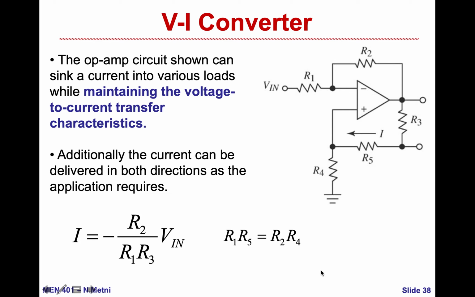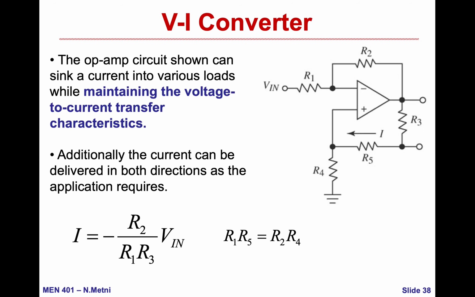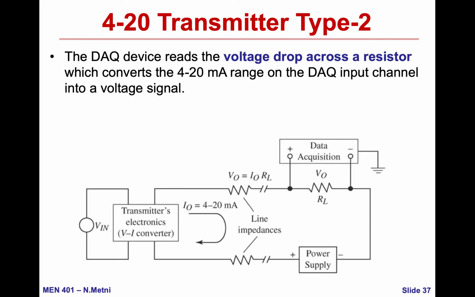I will not go into details here because we can get an IC, for example, AM422, as an integrated voltage-current interface. By this, I arrive to the end of this part 2 of the signal conditioning.